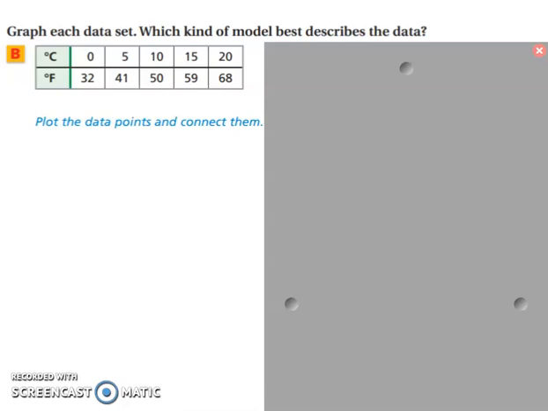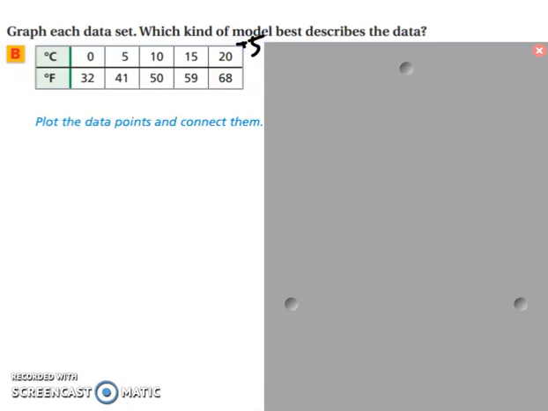Graph each data set. Which kind of model best describes the data? So let's see if we can establish anything first before we graph it. That way we can go through the tougher part in the beginning and then verify it with the easier visual model. So we always want to look in our x's. Do we have an increase in our x's? That's a constant rate. Yeah, it's great. We're adding 5 every single time. Perfect.